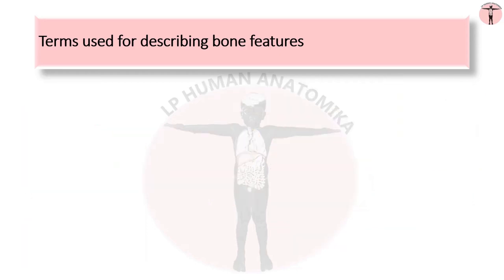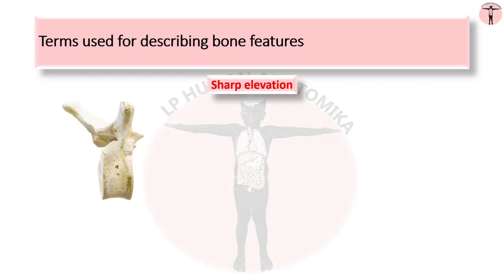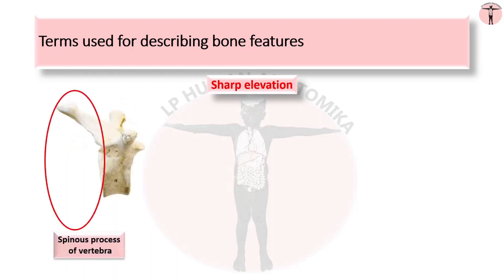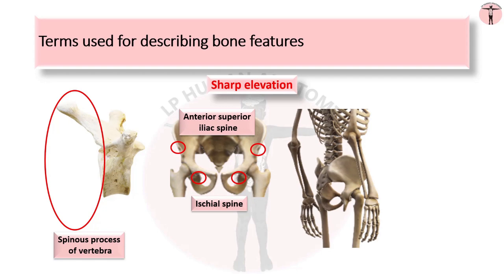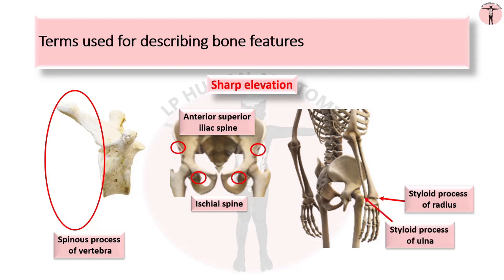Sharp elevation, as the name suggests, it is any sharp projection of the bone. It can be spine or styloid process. Spine is a sharp elevation which can be seen in spinous process of vertebra, ischial spine and anterior superior iliac spine. Styloid process is a bony projection from the base or shaft of a bone such as styloid process of radius and styloid process of ulna in upper limb and styloid process of the temporal bone.